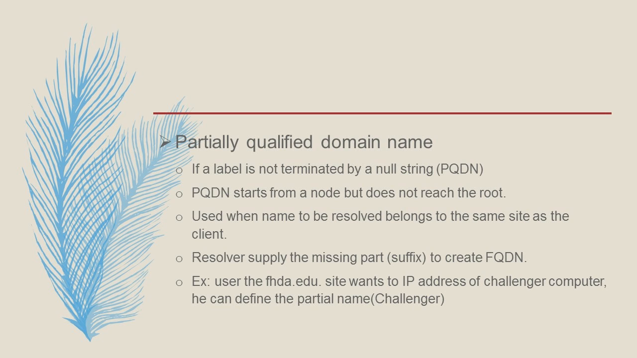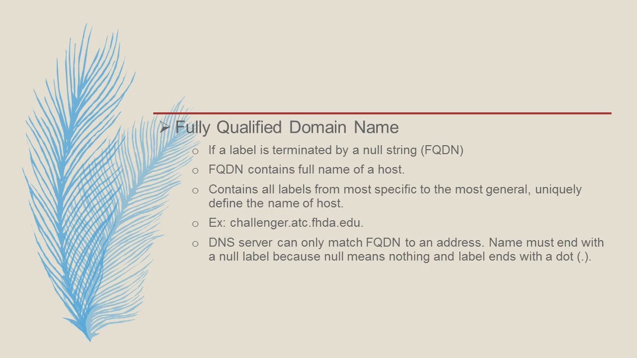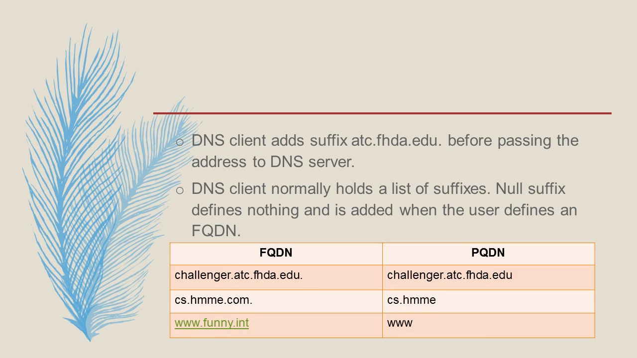domain name. For example, if a user at fhda.edu wants to get the IP address of the challenger computer, he or she can define the partial name. The DNS client adds the suffix atc.fhda.edu before passing the address to the DNS server. The DNS client normally holds a list of suffixes. The following can be the list of suffixes at De Anza College.